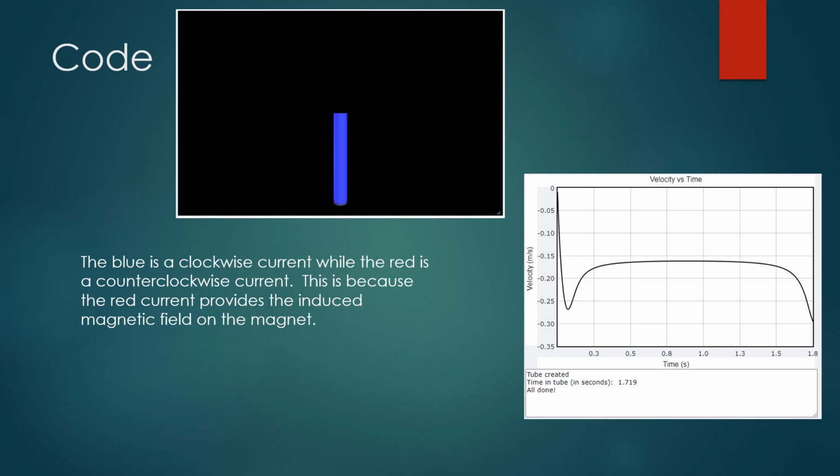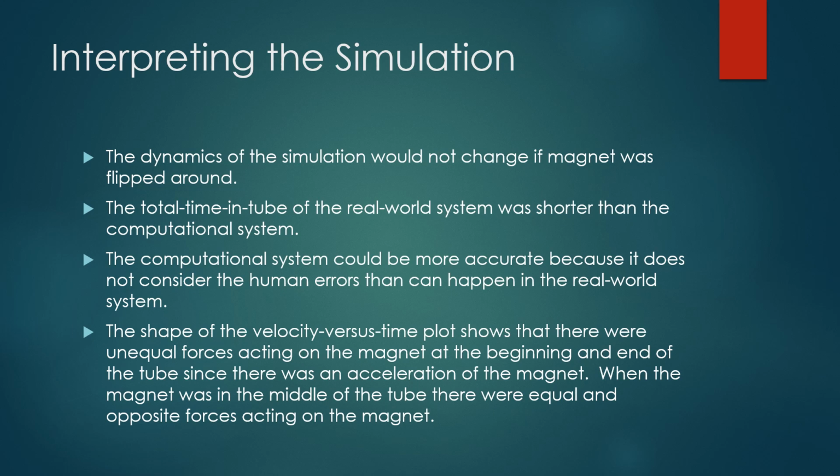The blue is a clockwise current, while the red is a counterclockwise current. This is because the red current provides the induced magnetic field on the magnet. So the dynamics of the simulation would not change if the magnet was flipped around.